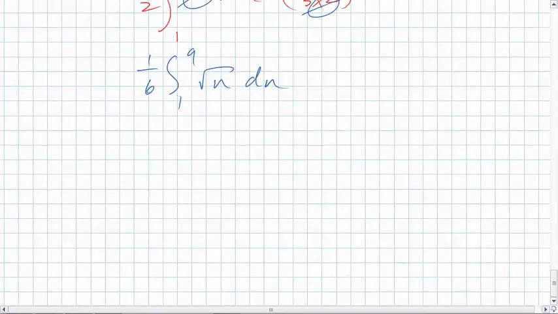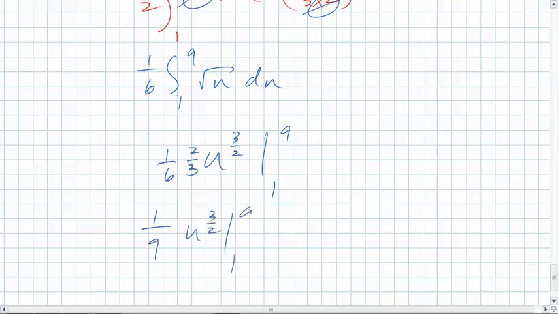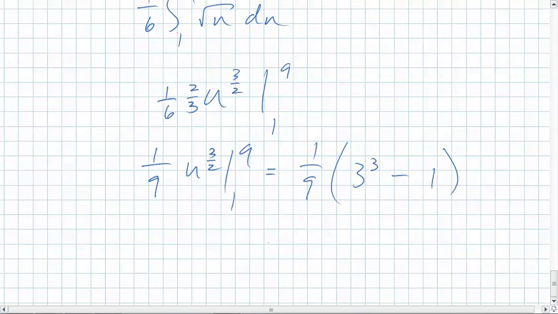That's kind of nice. Am I okay so far? How am I doing? We're good? So what do you have? u to the what power? I think it's 3/2, right? It's 1/6, and you're going from 1 to 9. So what do you end up with? 1/9 u to the 3/2 from 1 to 9 equal to 1/9 times 3 cubed minus what? 1. So you end up with 26 over 9.